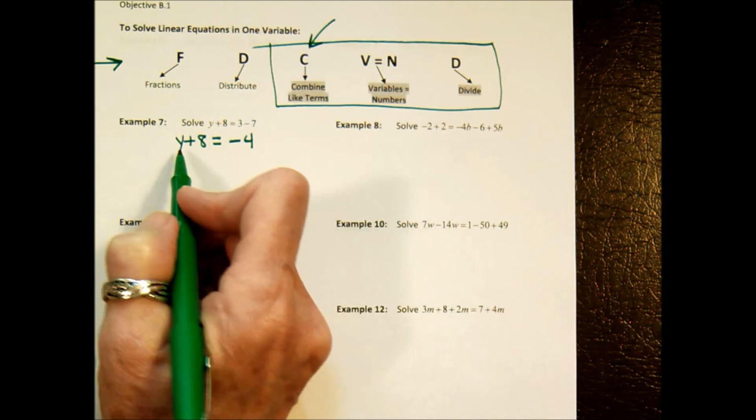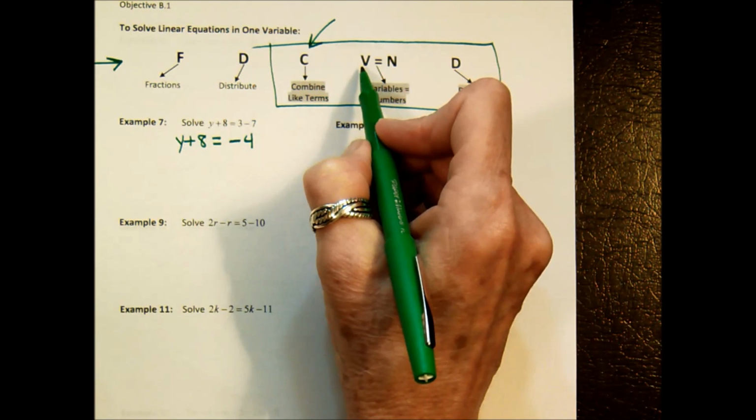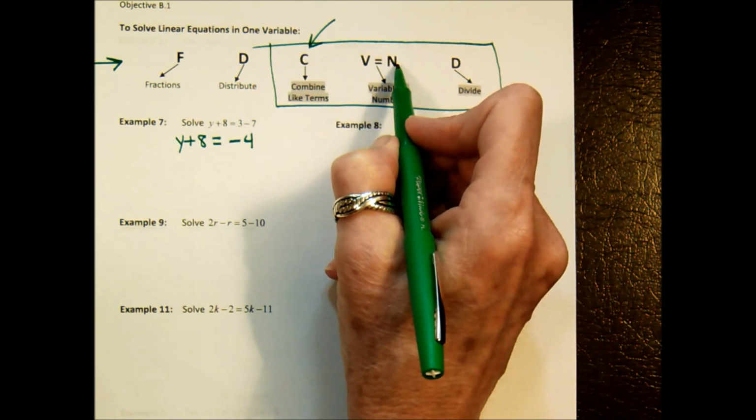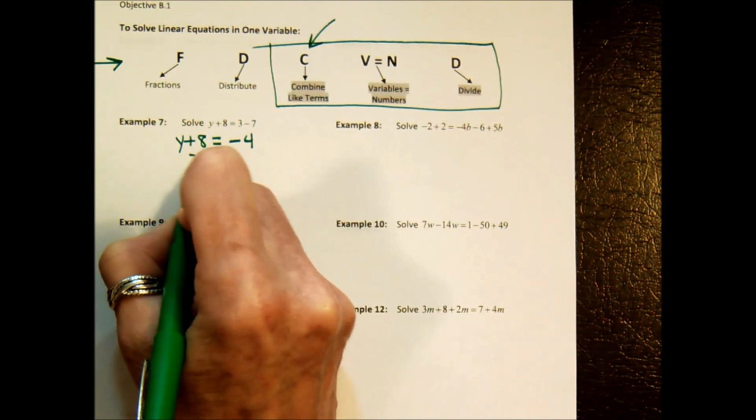Now I'm back to a problem like on the front, where my next goal is to get the variable isolated equal to numbers on the other side. Well, here's the variable. It had an 8 added, so I subtract an 8.